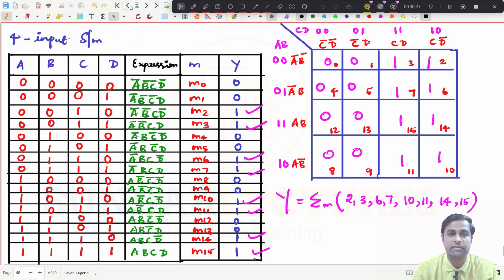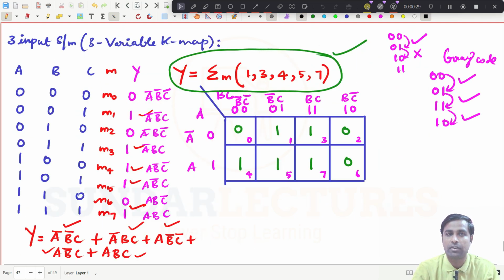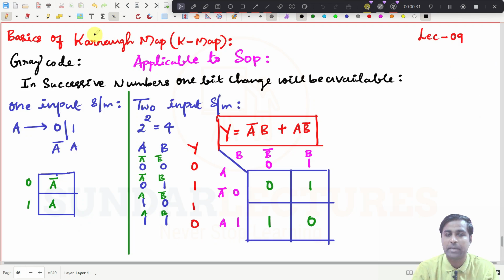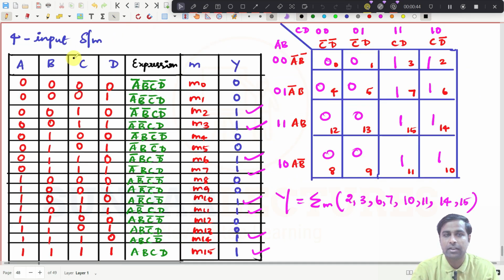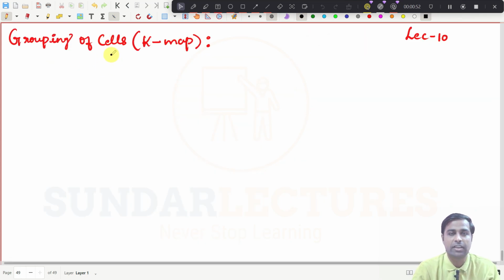So, what are all the topics we have seen in the previous class? We have taken the Karnaugh map basics, and then we have just written the output bits inside the K-map for 2 variable, 3 variable, and then 4 variable, maybe 3 input, 4 input systems, right? So this is what we have seen in the previous class. So now in this class we will see grouping of cells.